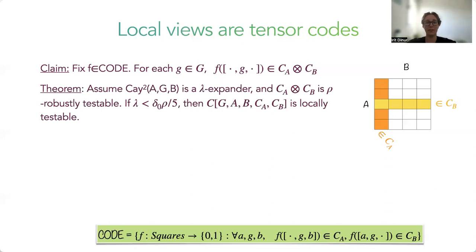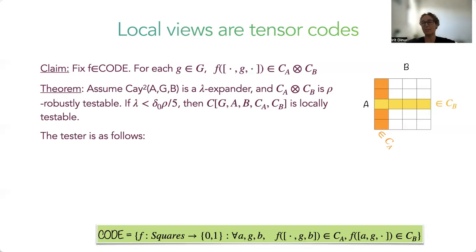And our theorem says that if you start with a left-right Cayley complex that's a lambda expander, and if the local tensor code CA tensor CB has some local testability property, then assuming some of the parameters align correctly, which is very easy to make sure that this happens, you get that the entire code is locally testable.